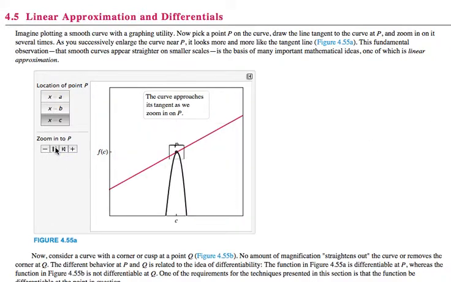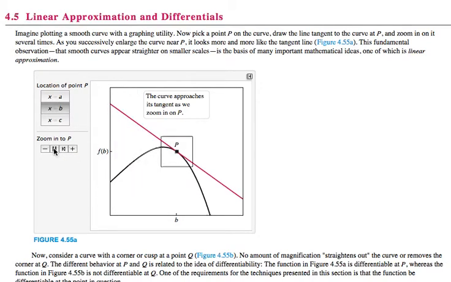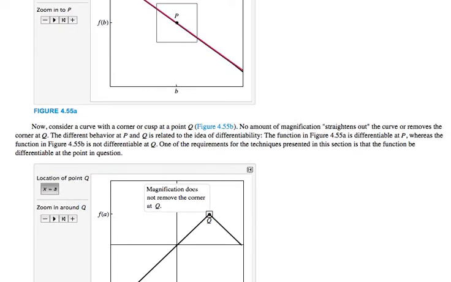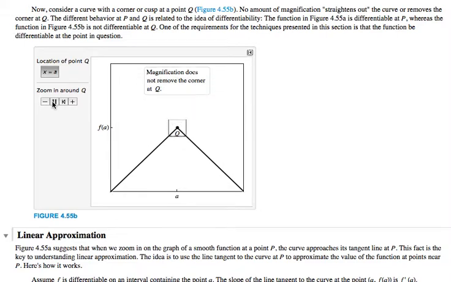As we zoom in on this point, you can see that the tangent line at that point approximates the curve itself the closer we zoom in on that point. And you can see it doesn't really matter the point that we select. The more we zoom in on that point, the closer the curve approximates a straight line. Now on the other hand, if we consider a function that has a cusp at some point Q, it doesn't really matter how much we zoom in on the cusp, it's never going to approximate a line.